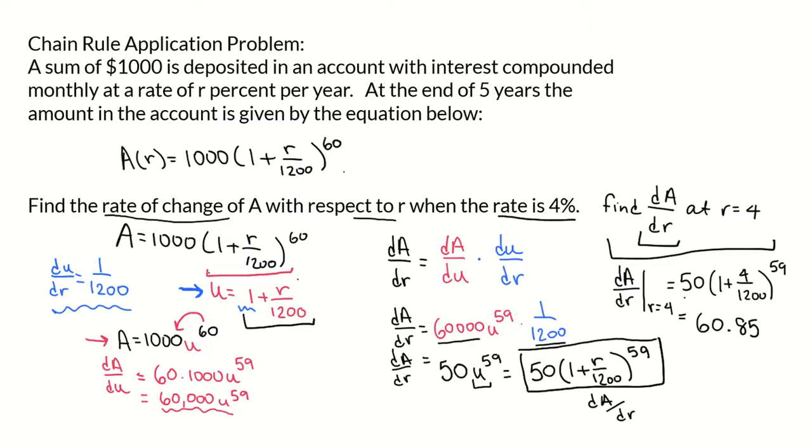So this value for dA dr, the units for that are the units for the amount, which are dollars, divided by the units for r, which are percentage points. So our answer is $60.85 per percentage point.